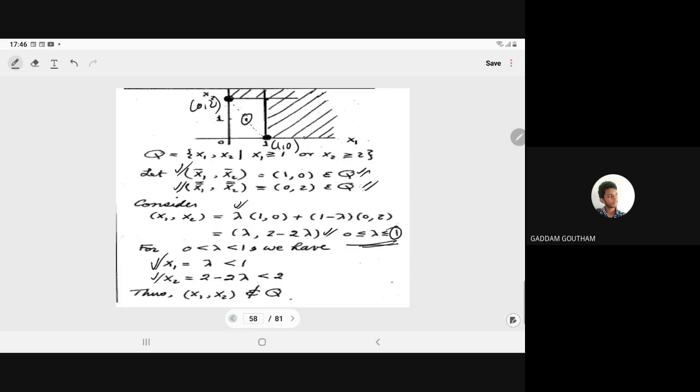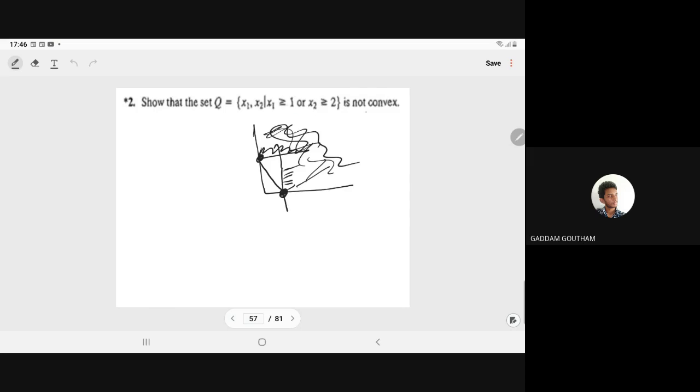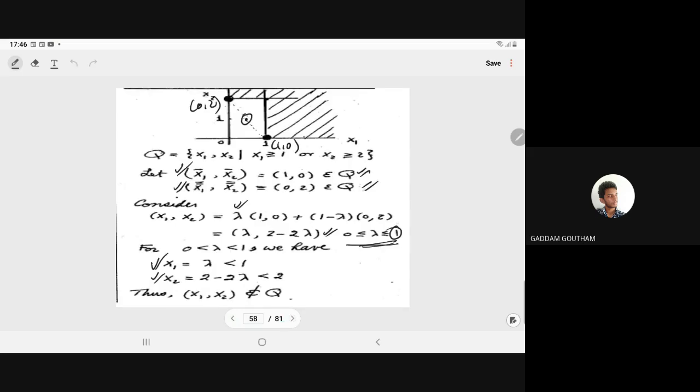What is given to you? You have x1 greater than or equal to 1, x2 greater than or equal to 2. But when we take lambda less than 1, any value less than 1, it will give you x1 less than 1 and x2 less than 2, which contradicts Q. Means x1, x2 does not belong to set Q. Clear?